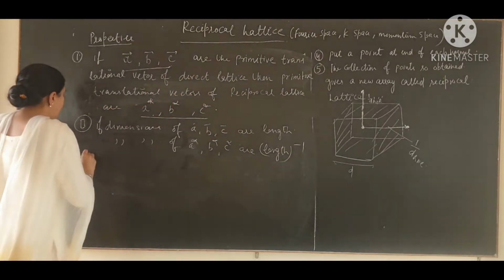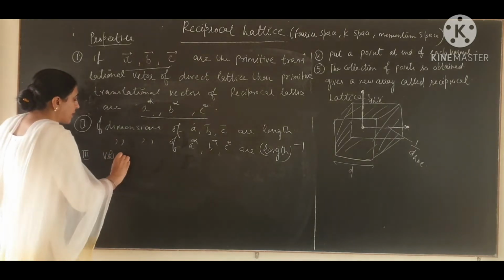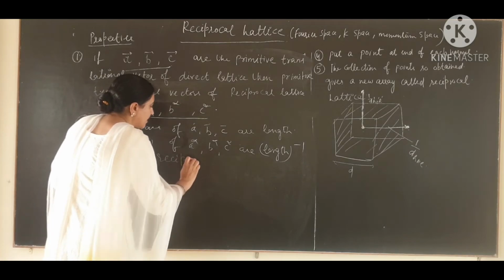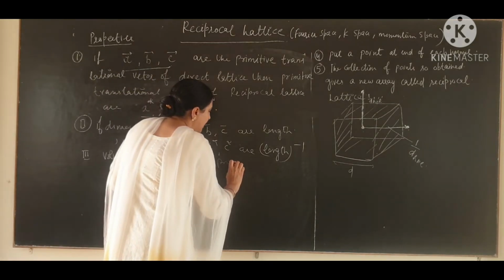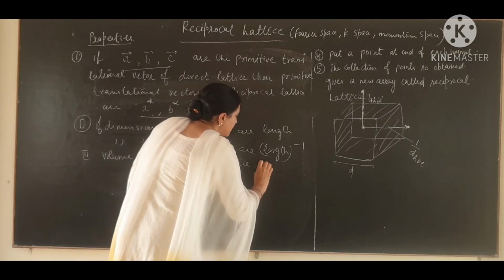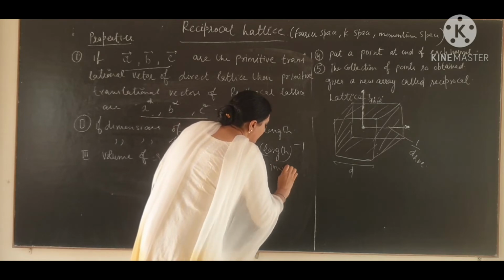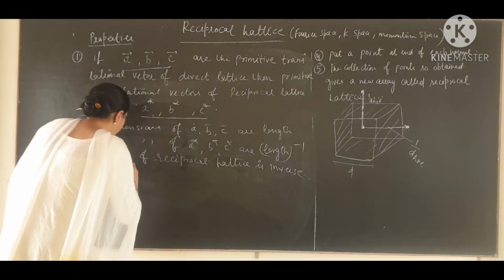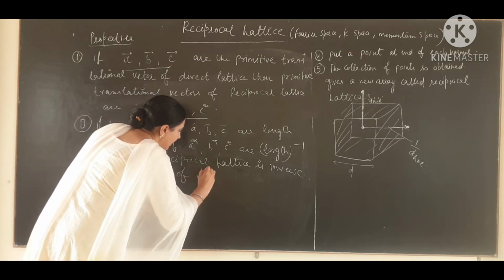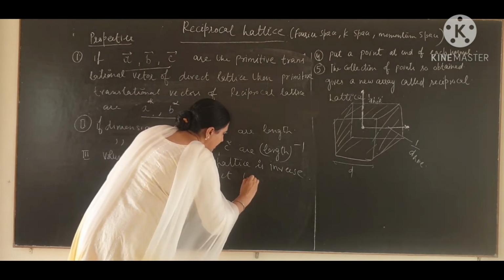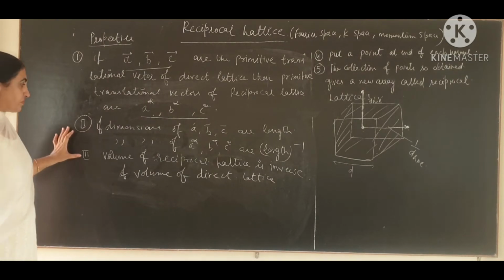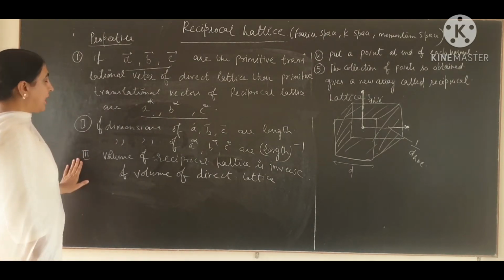Clear? Third, volume. The volume of the reciprocal lattice is the inverse of the volume of the direct lattice. Clear? Okay? These are the main properties.